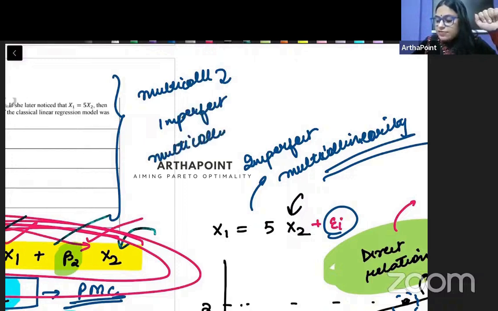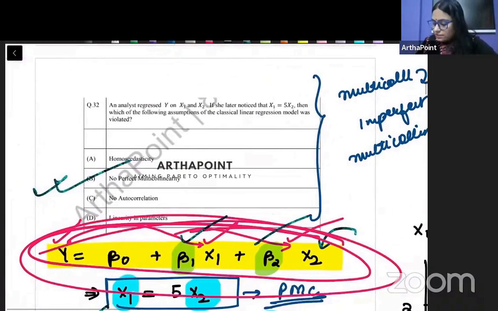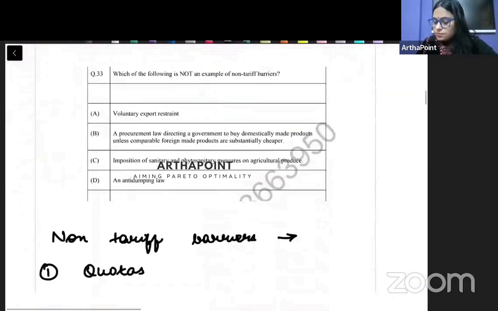Nothing can be done in perfect multicollinearity. Perfect multicollinearity को तो वही रोक दो, उसमें कुछ नहीं कर सकते. You can't run the model anymore, right? Okay, let's go to the next question now.